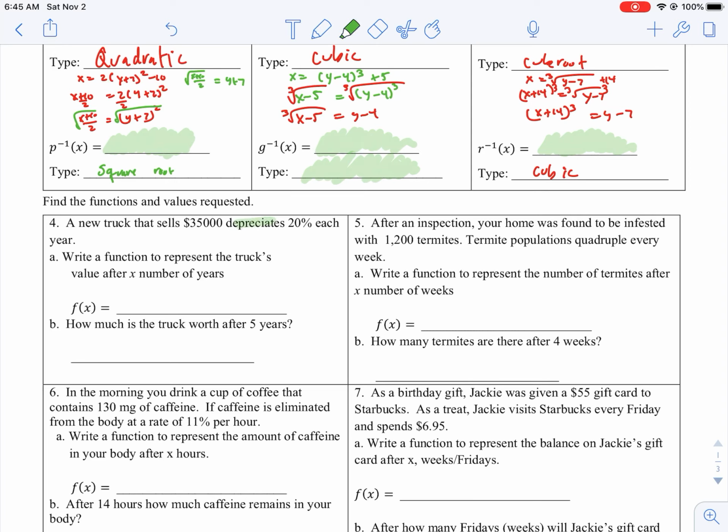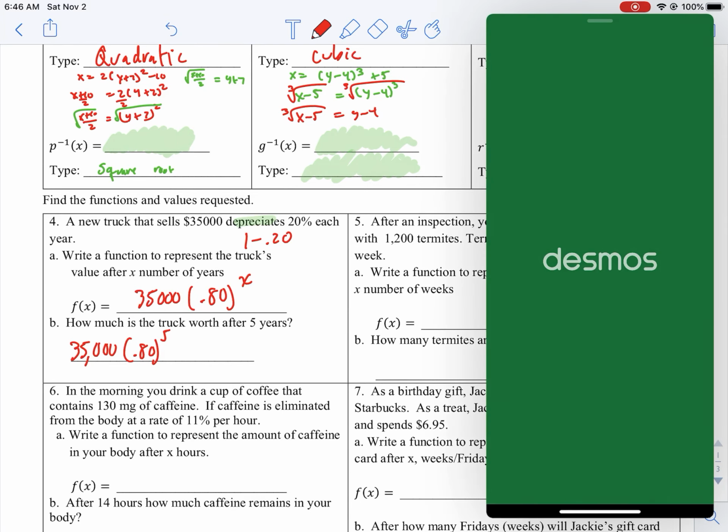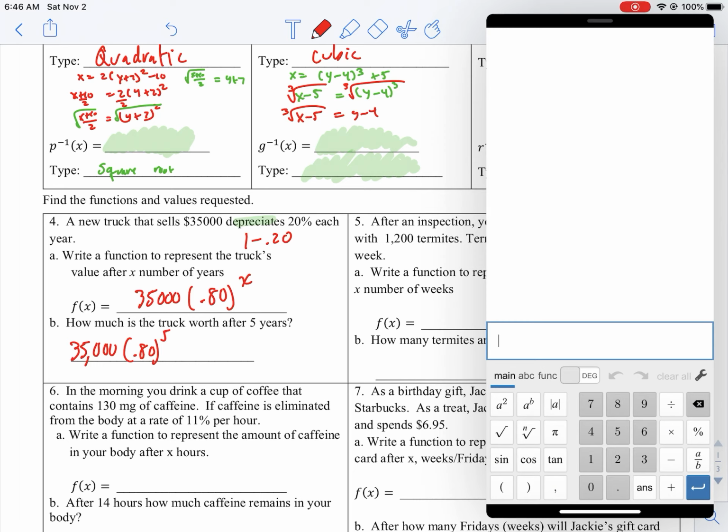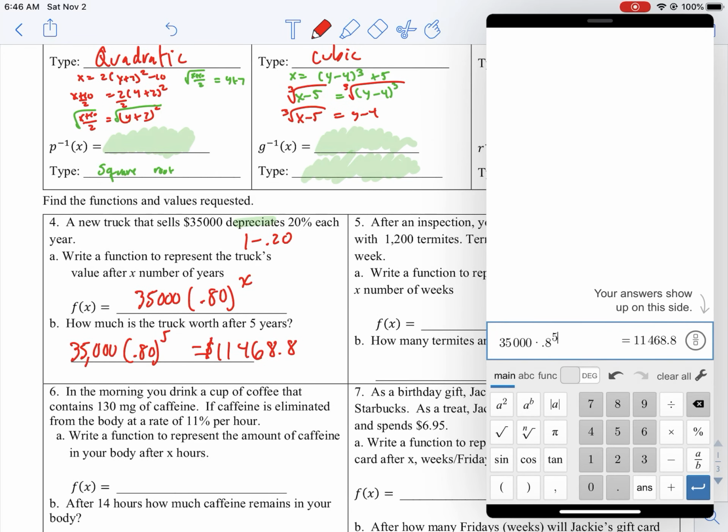It says depreciate, which means I'm going to do 1 minus 0.20. So the function is 35,000 times (1 minus 0.20), which is 0.80, to the x. How much will that truck be worth after 5 years? So do 35,000 times 0.80 to the 5th. And then you type that in: 35,000 times 0.8, then the exponent key, and then type in 5. You get 11,468.8 dollars.